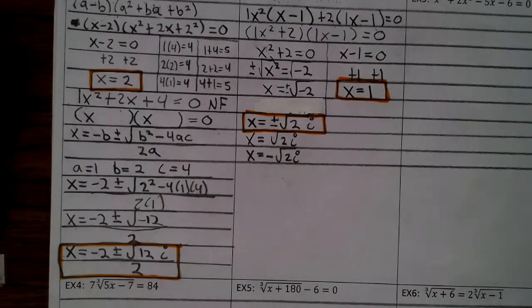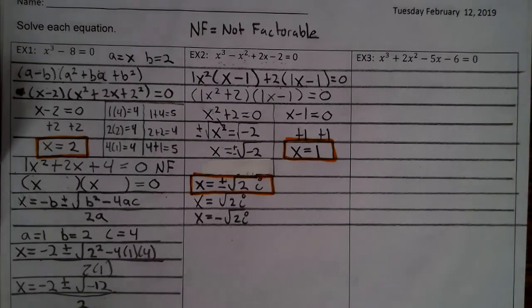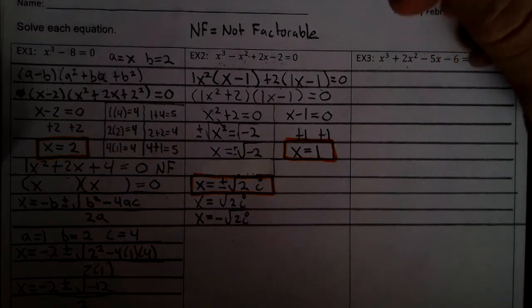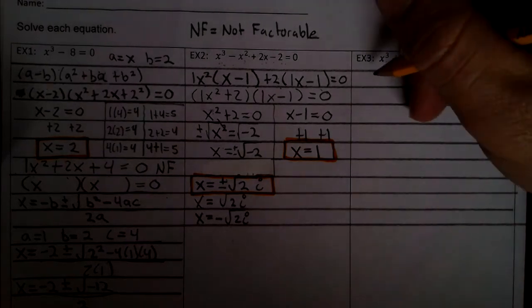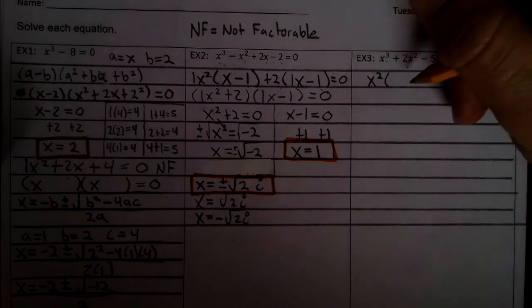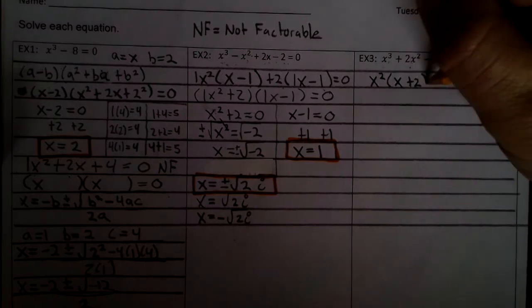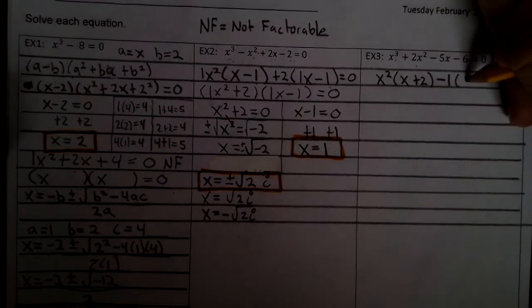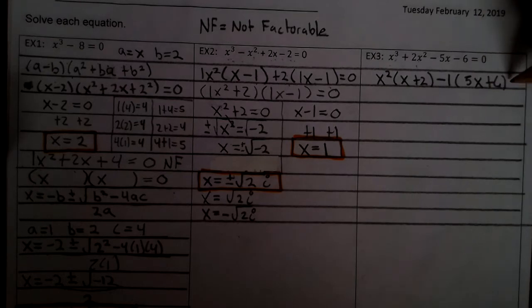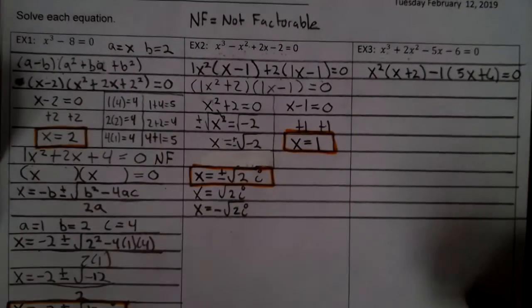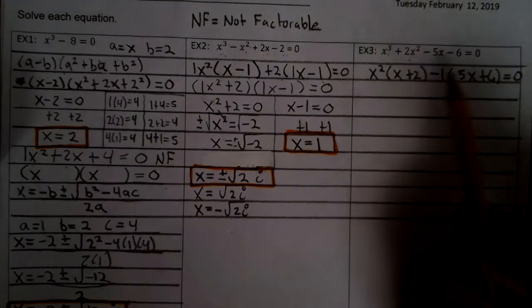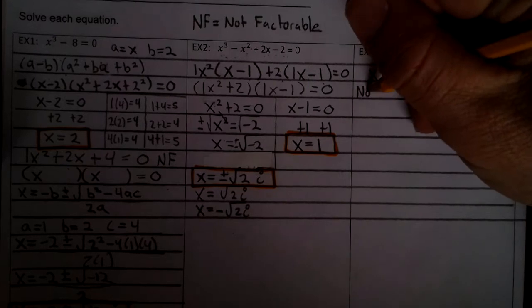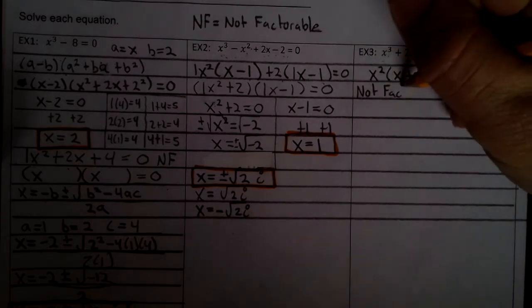So again, we're going to factor by grouping. So then we can factor out, it looks like an x squared from both. So that's x plus 2. And then here, the only thing we can factor out is negative 1, so that leaves 5x plus 6 equals 0. Now, the problem you have here is that when you factor by grouping, these have to be the same. Since they're not, then we can say it's not factorable by grouping.